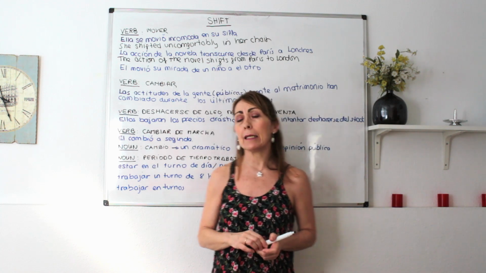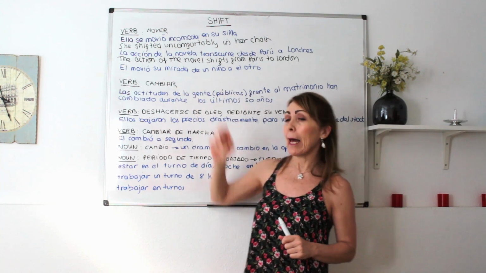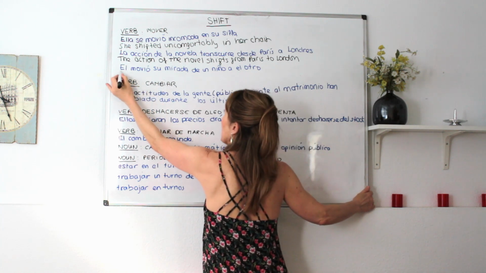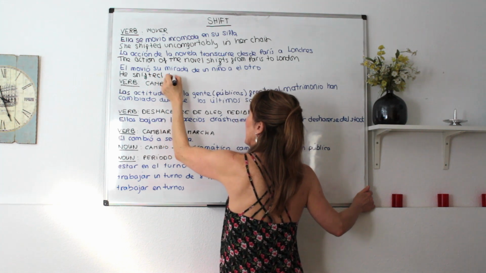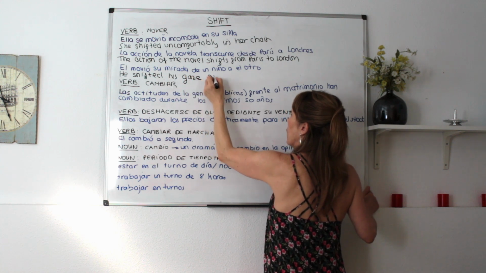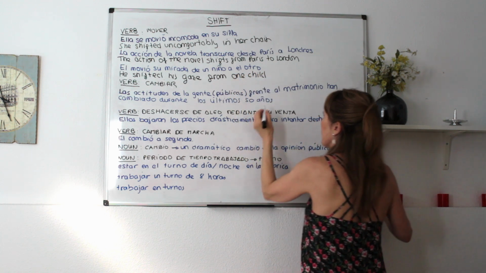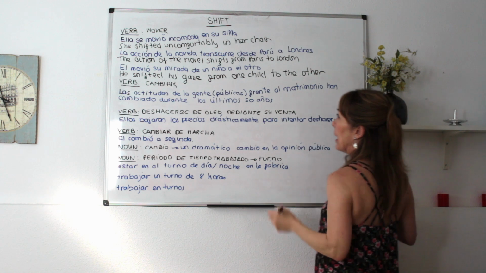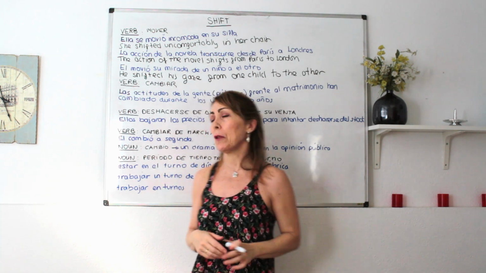And the third sentence, él movió su mirada de un niño al otro. Mirada, gaze. So, él movió su mirada de un niño a otro. The past, he shifted his, de él, his gaze from one child to the other. Él movió su mirada de un niño al otro. He shifted his gaze from one child to the other.